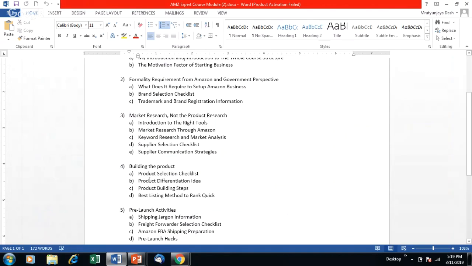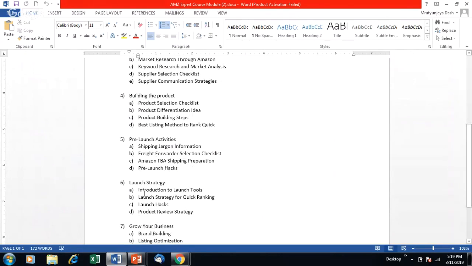And the launch activities: how can you launch your product? Before launching, what pre-launch tactics should there be, and what should you do before you launch your product? What all things should be ready, and what all aspects will we understand, like how you can make your launch effective. The launch strategy, this pre-launch and launch combined together, is about how you can make your launch effective.